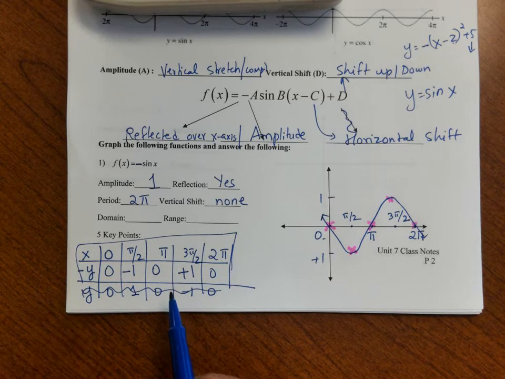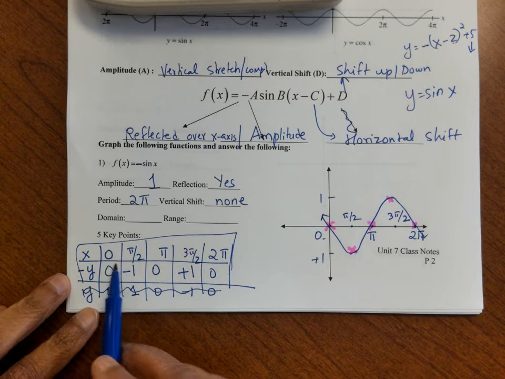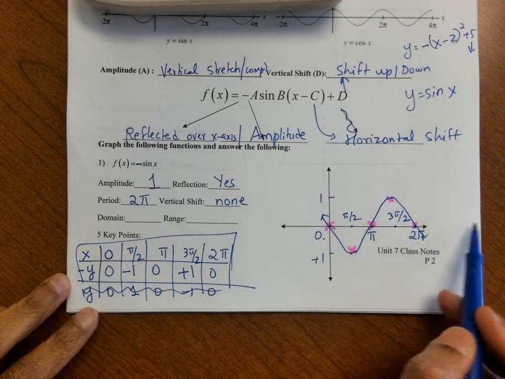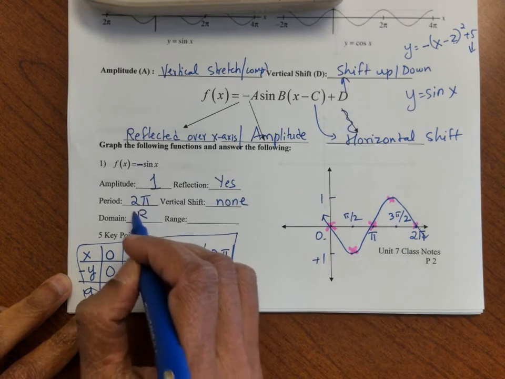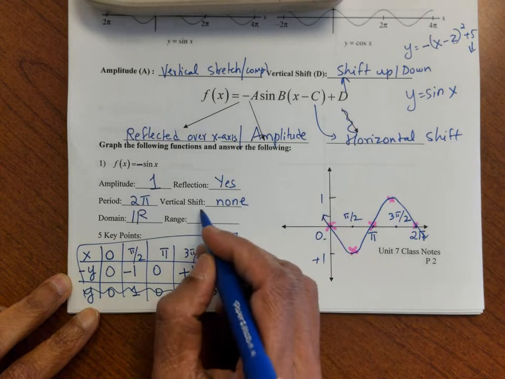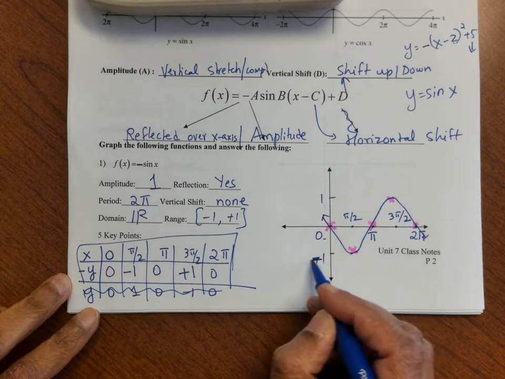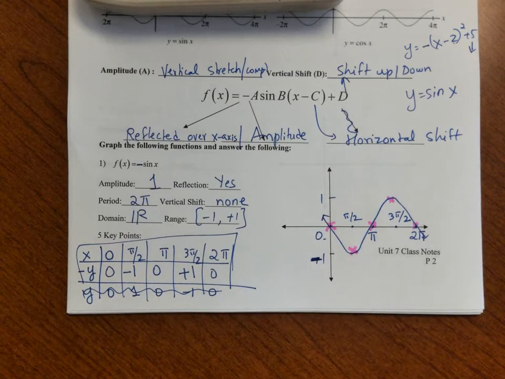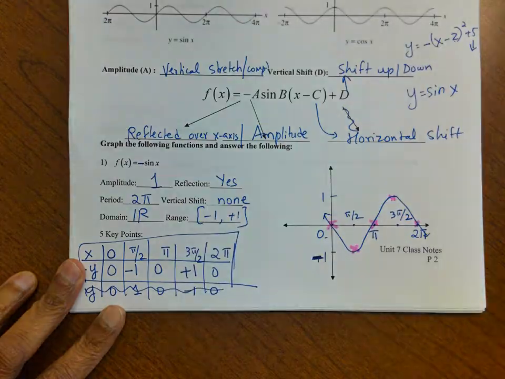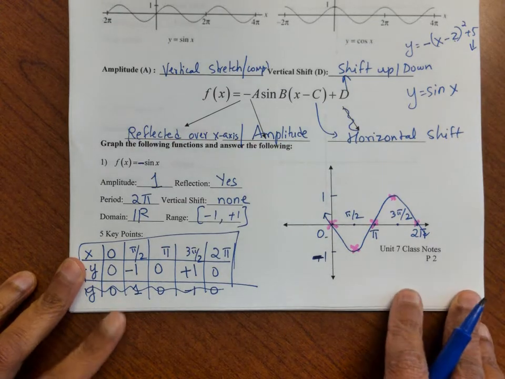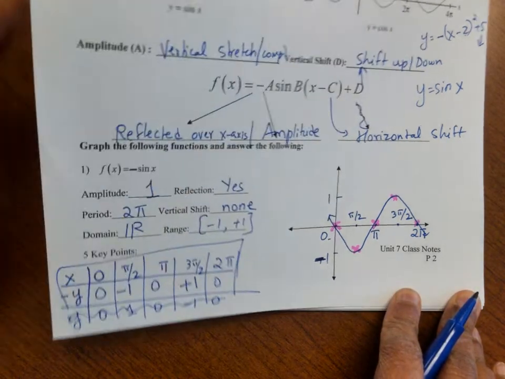Alright. So this is my transformed graph, and my domain is your x values, right? It's going on forever. And my range is negative 1 to positive 1. This is negative 1. We okay? Alright. We'll do one more transformation, and hopefully by that time you'll get the hang of it.